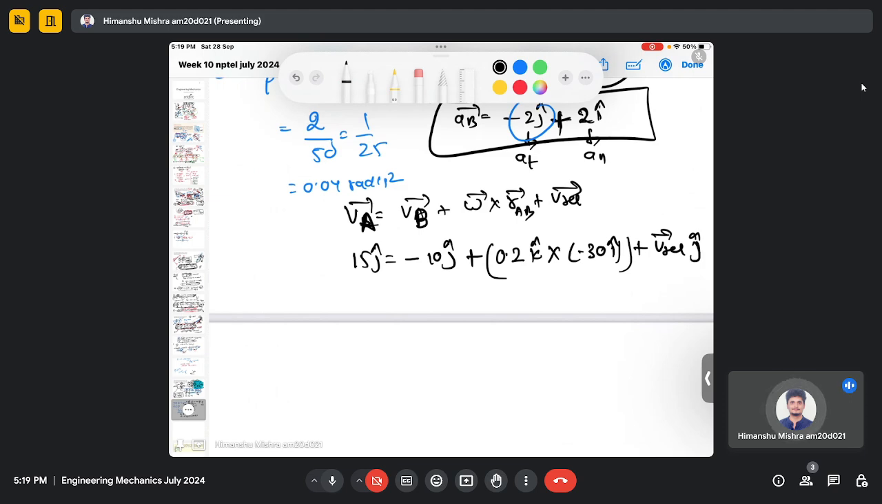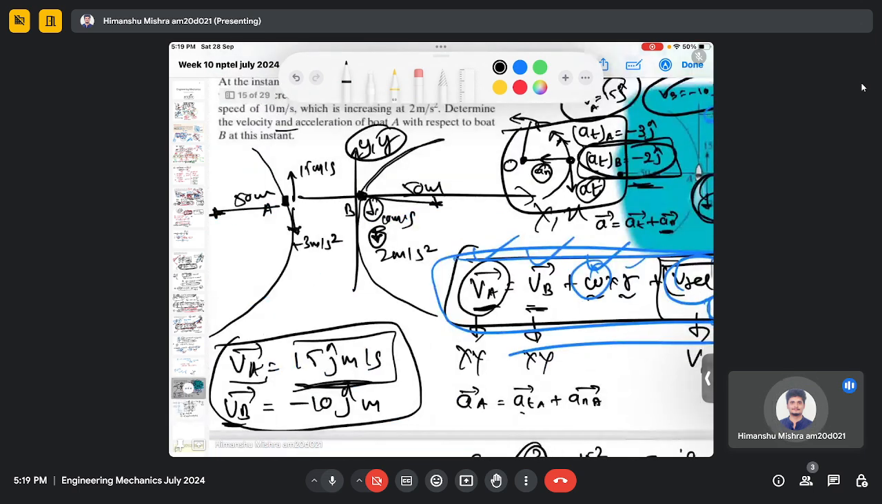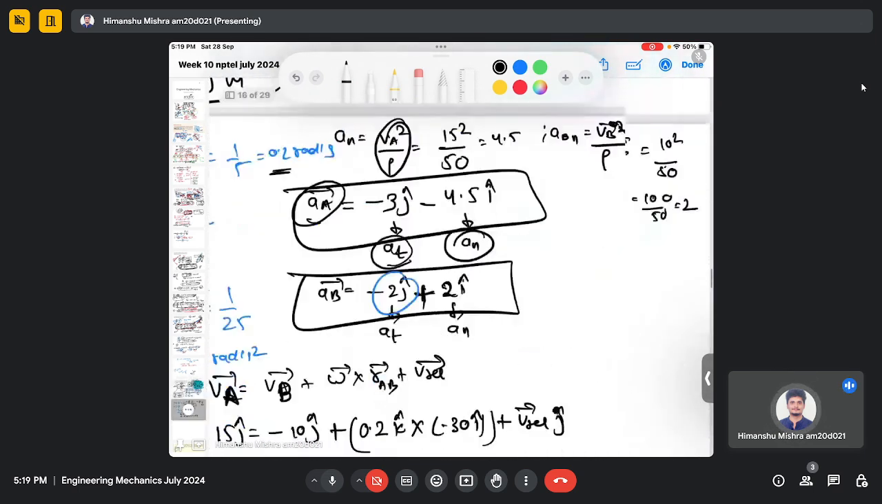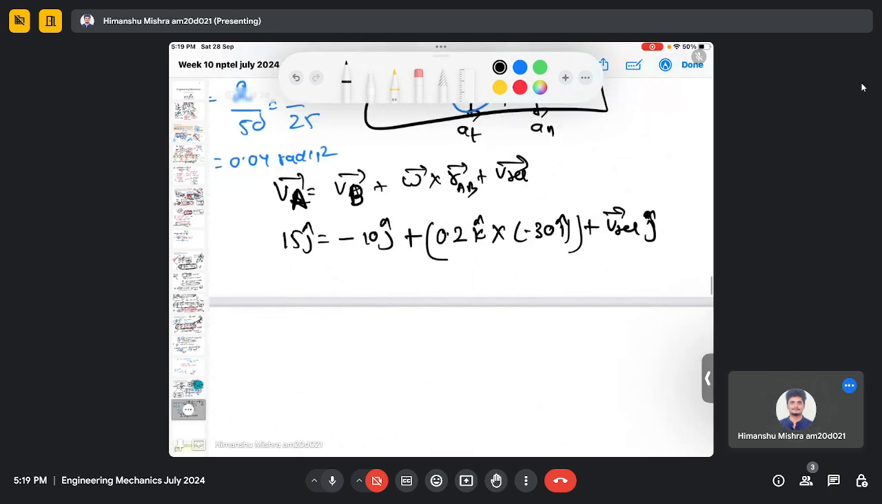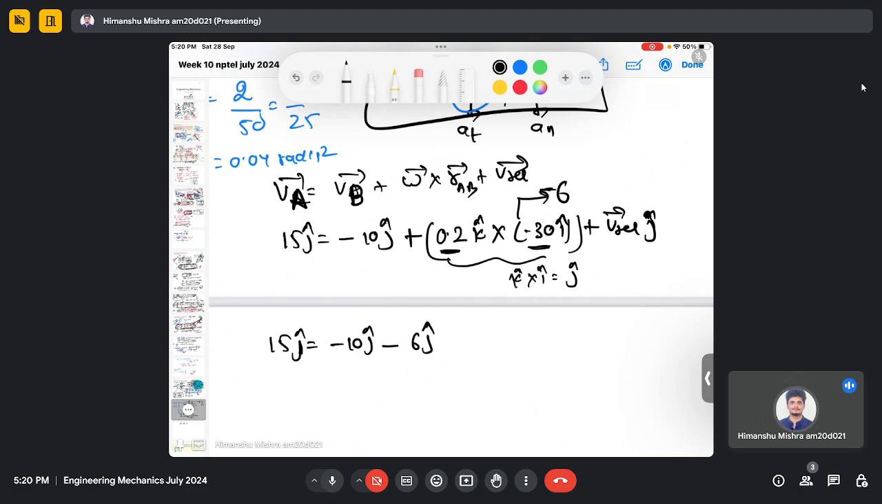Now it should be the j direction, because the boat is moving in the y direction, right? So the relative velocity will be in the j direction. This is the cross product between k and i, so it will give me the resulting quantity in the j direction, and the magnitude is 0.2 multiplied by 30. So this will be 6, minus 6. So it will be 15j equals minus 10j minus 6j plus v relative in the j direction.